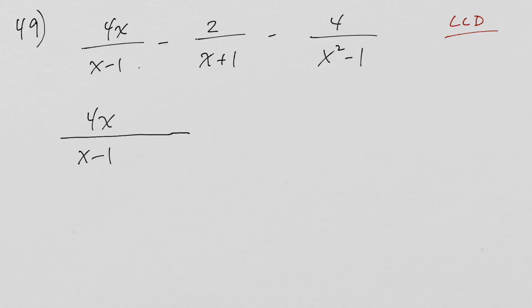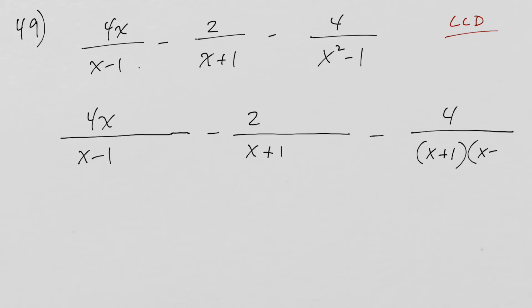Notice I'm leaving myself some space. This one is 2 over x plus 1. And this one is 4 over, and this will factor, x plus 1, x minus 1. So the different factors we have are an x minus 1 and an x plus 1. They just match up again here. None of them have an exponent greater than 1 in any one spot. So this right here is the LCD.